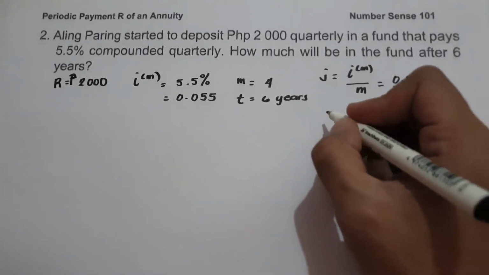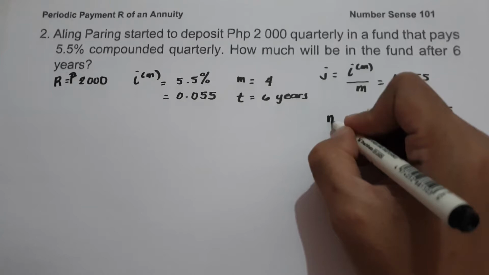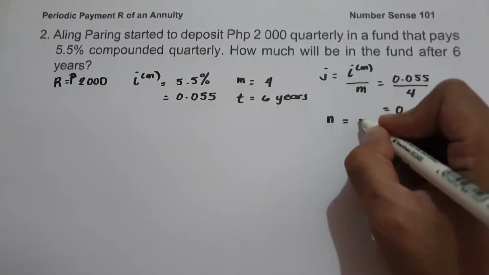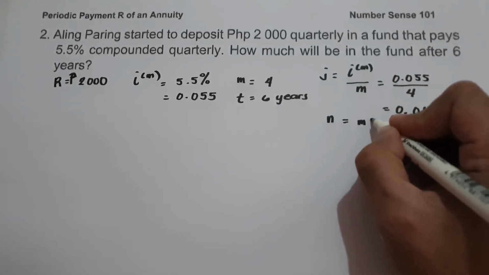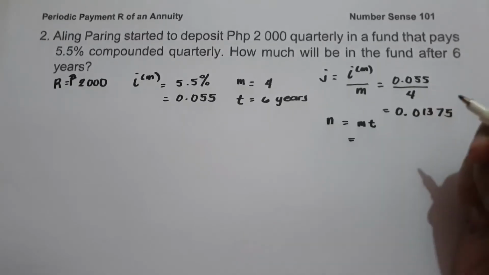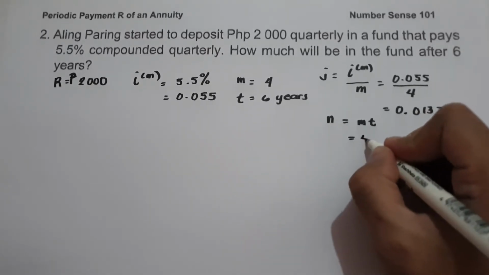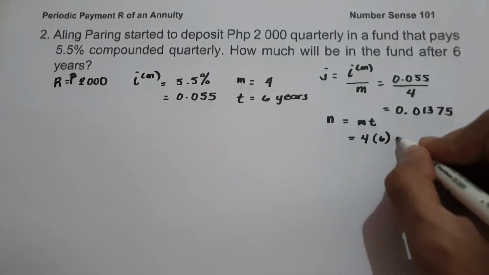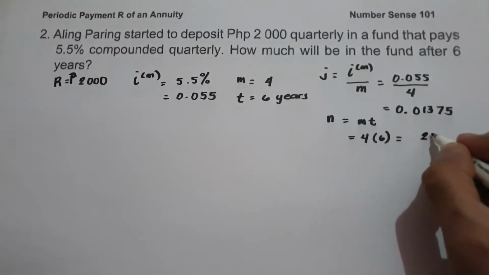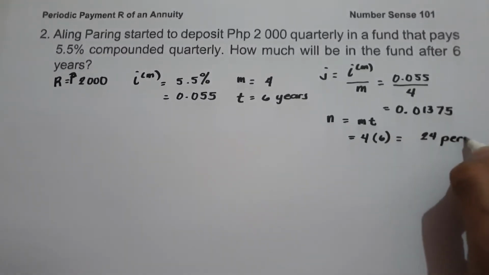And to determine the number of payment, let us have N equals number of conversion period in a year, that is M, times time, that is T. So let us have 4 multiplied by 6. It will give us 24 periods.